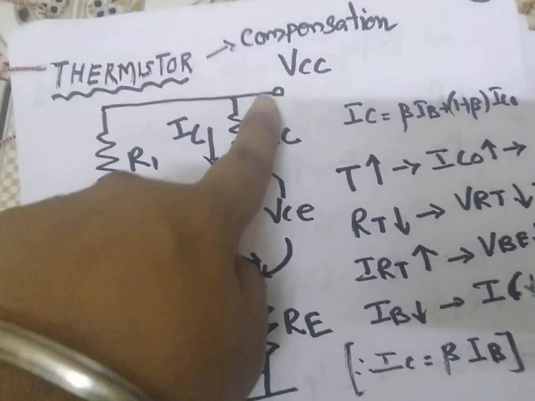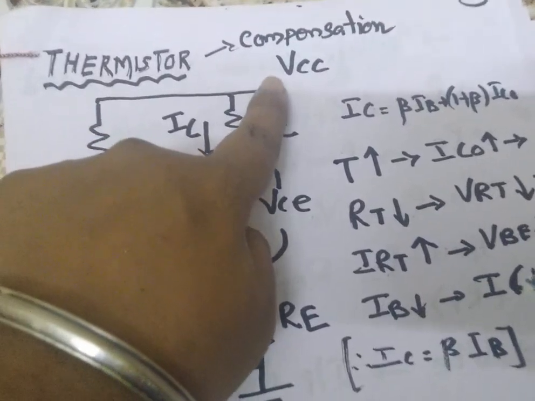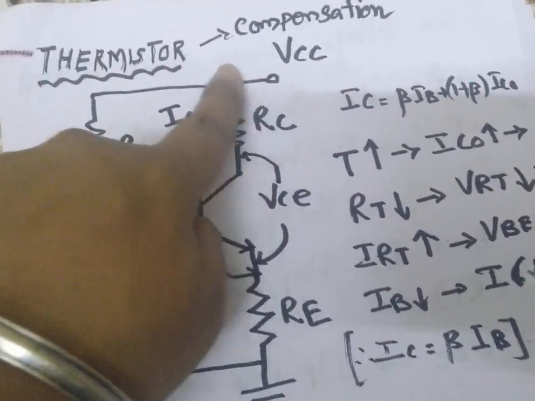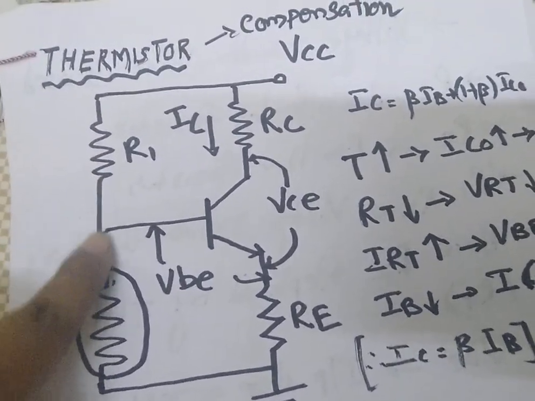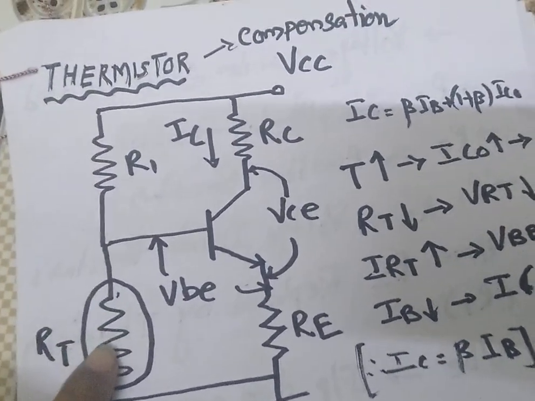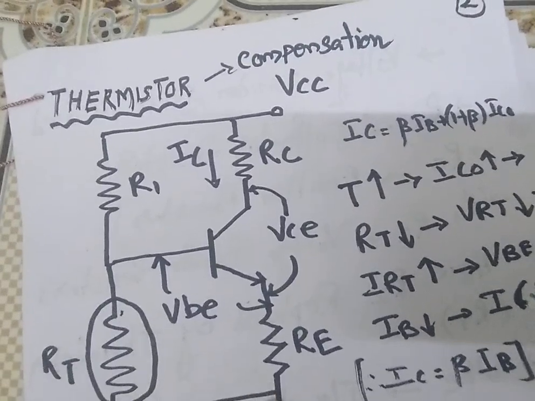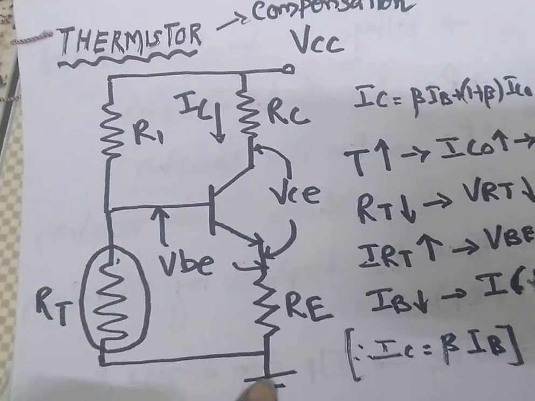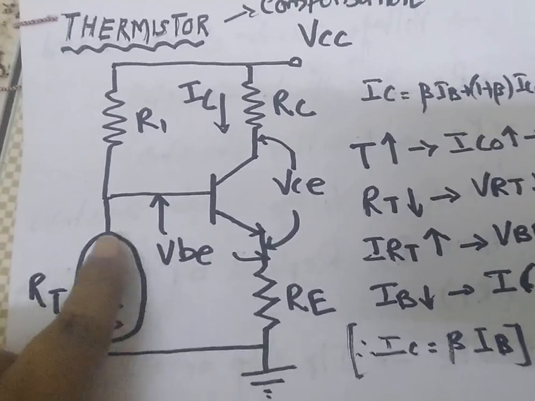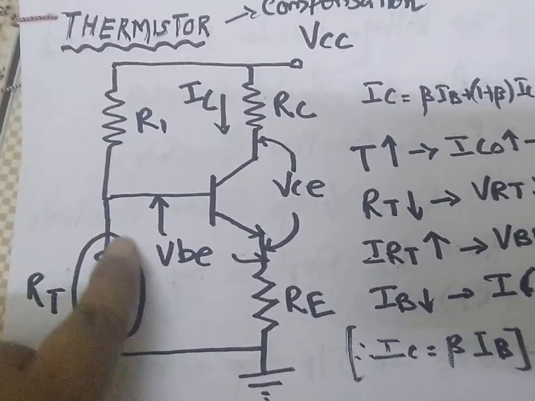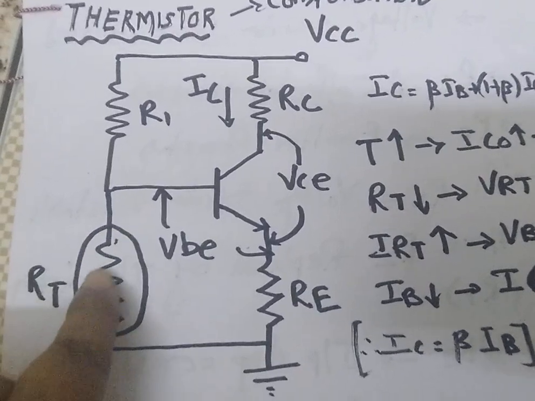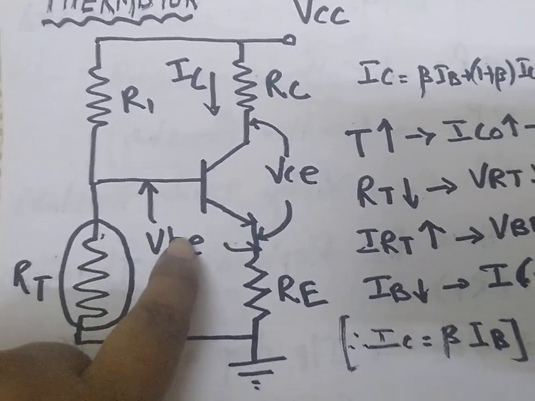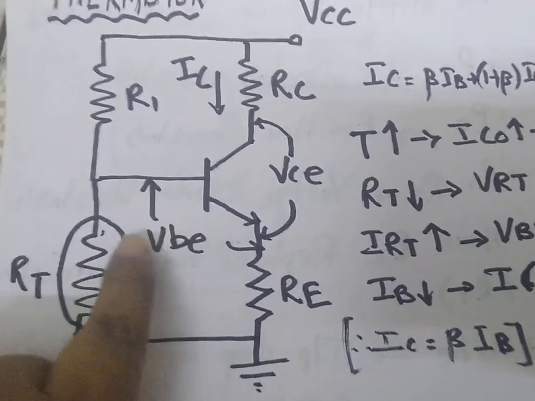So the current from VCC, at normal temperature, is not a problem. When temperature increases, collector current increases, more collector current, more temperature. Now RT is reduced, so the entire current goes to ground. Are you clear? Because the entire current goes to the ground, there is no drop. This drop is utilized by the transistor, so there is no drop.